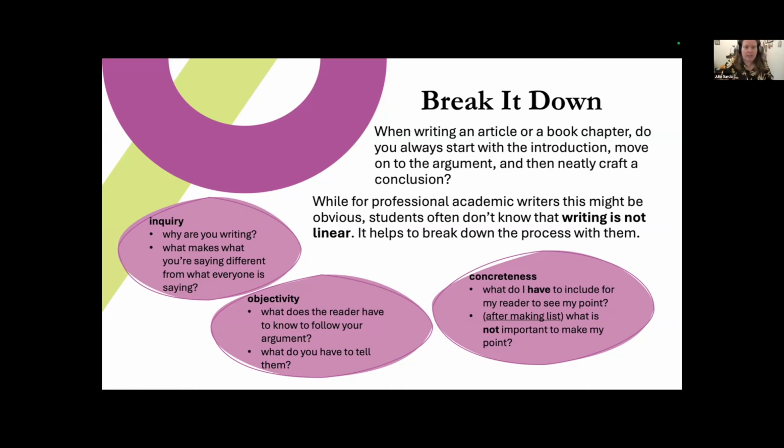Objectivity is also important. Does my reader need to know? And I have to imagine a reader for that. My reader has to know something to be able to follow what I'm going to say. And if they don't know that, I have to inform them.